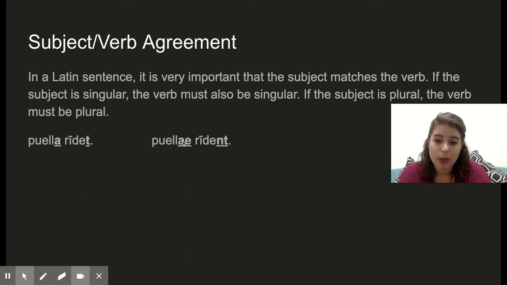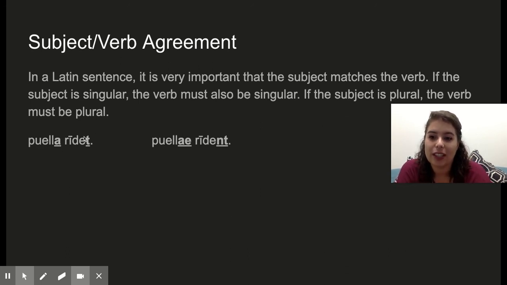And then if we want to make it plural, we have to make sure that the endings change to plural as well. So we have our nominative plural form for girls, puellae. And then for our verb, since our subject is now plural, we have to make our verb plural as well, rident, with that nt ending. So the girls laugh. If we get rid of the puellae and we just have rident, we would translate it as they laugh. The puellae here is there to specify who the they is, who they are.